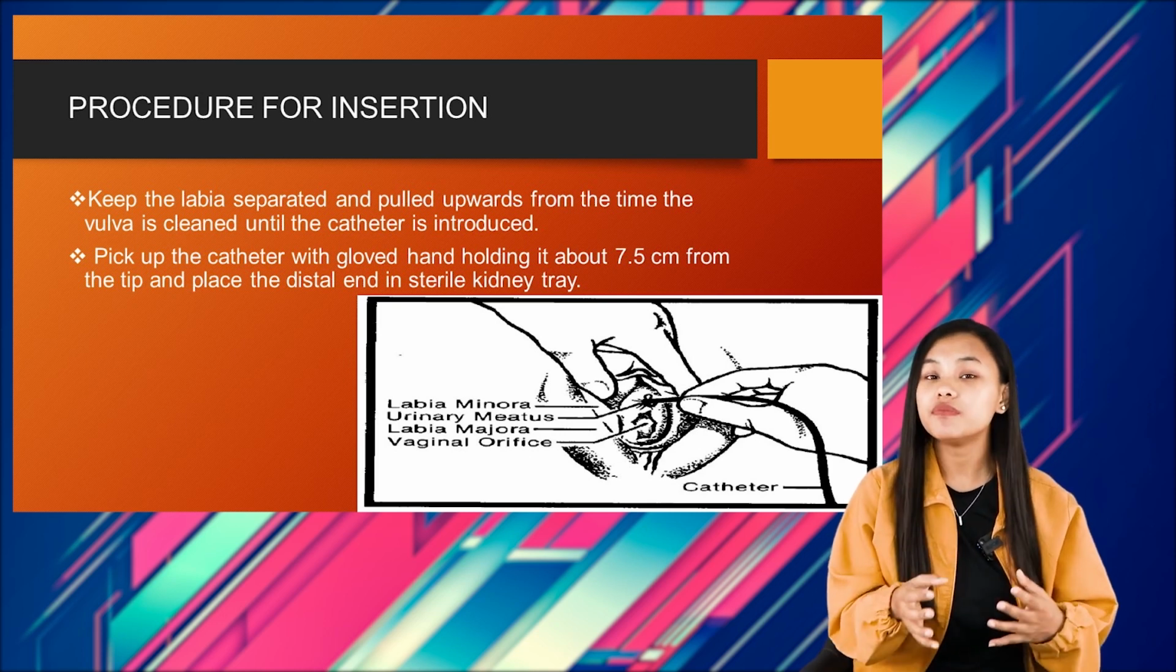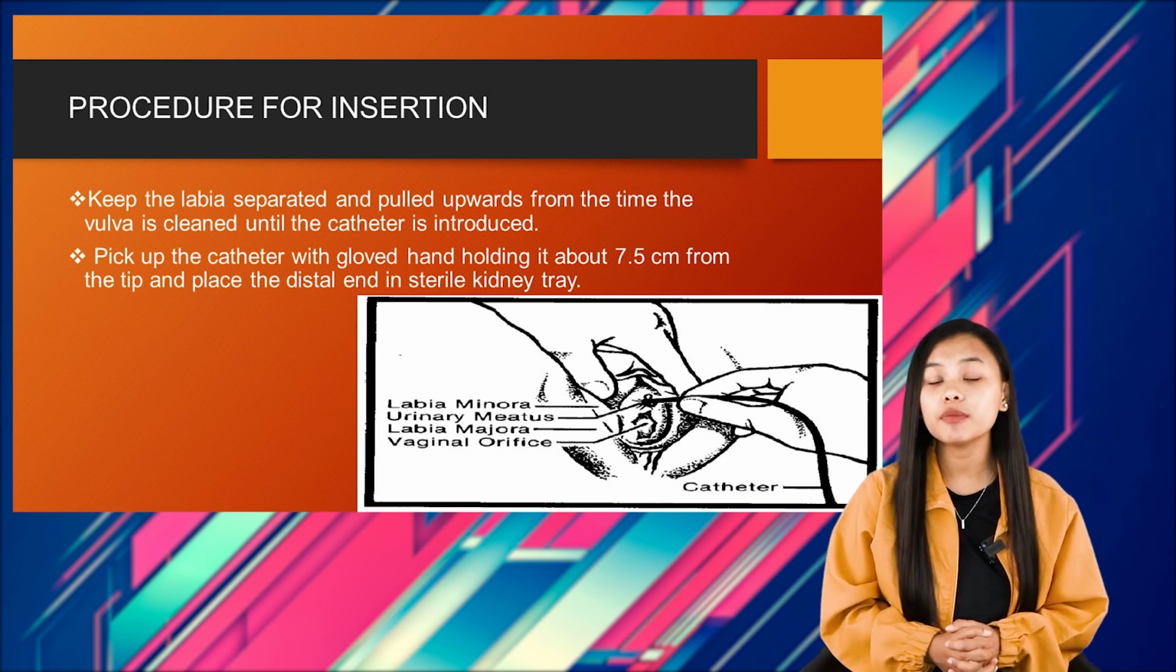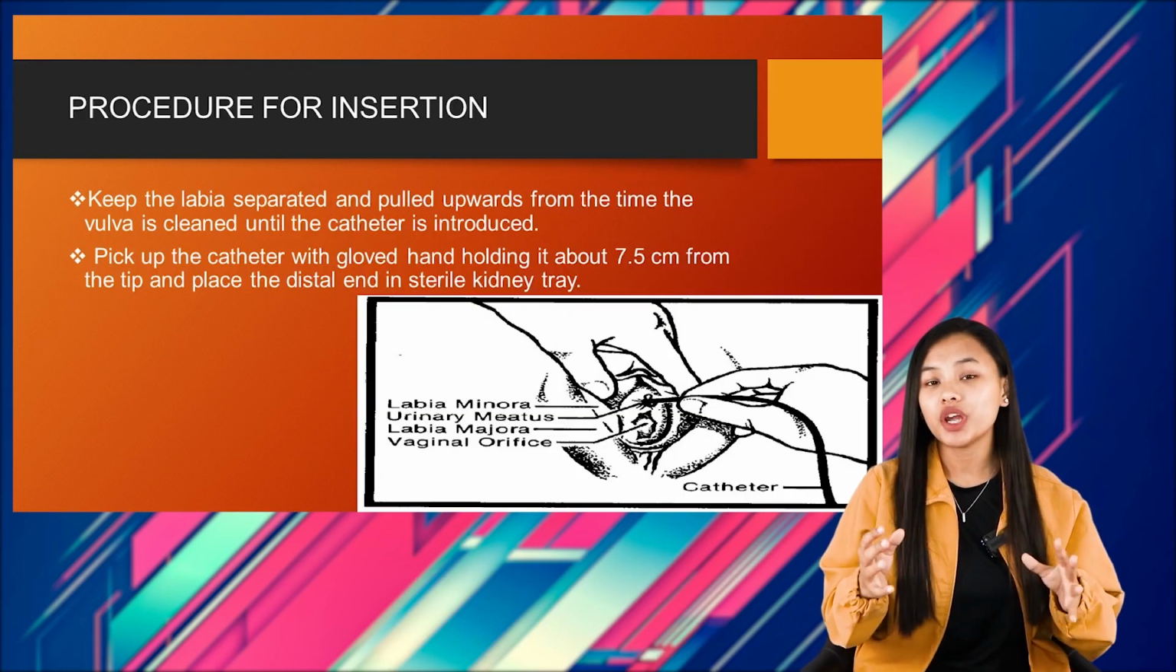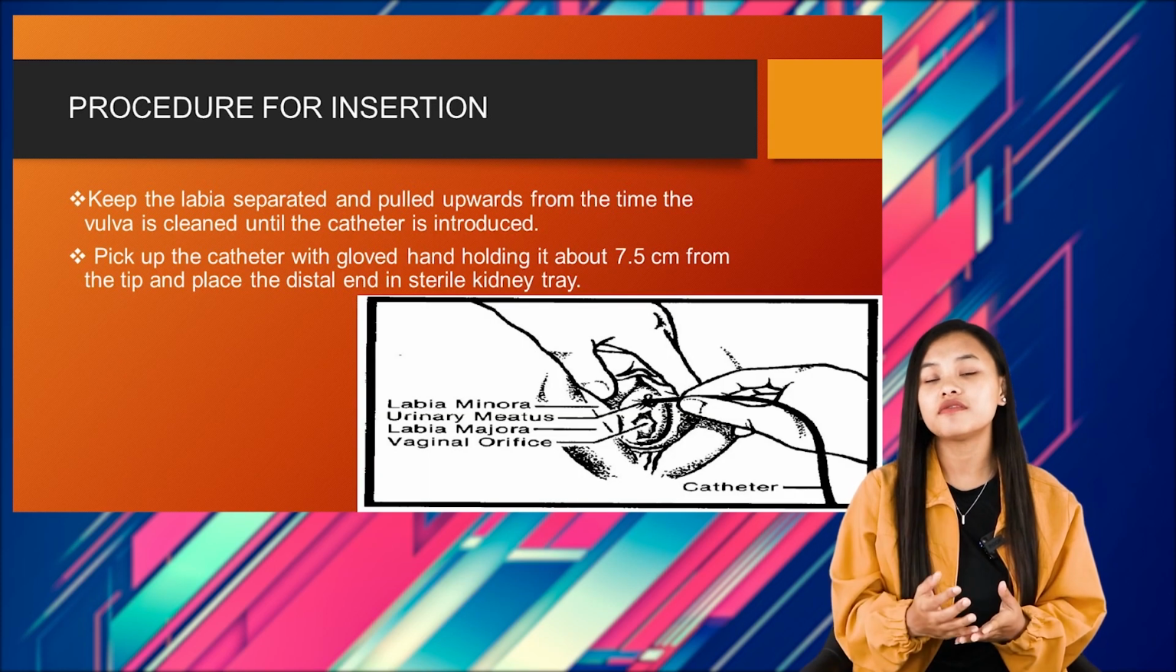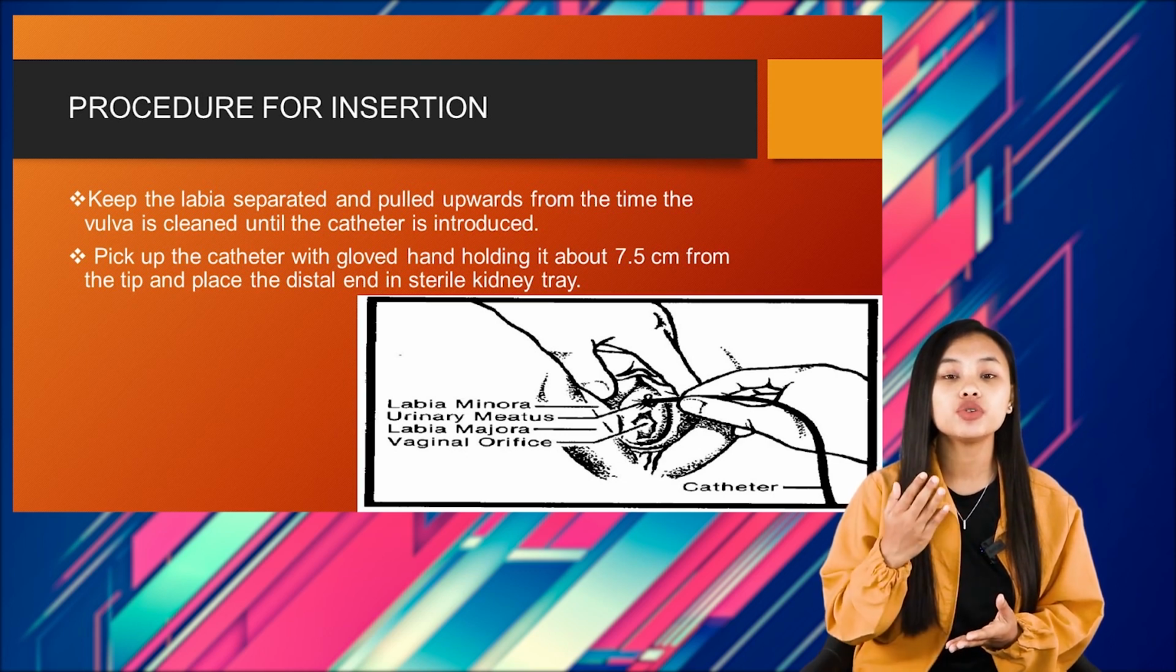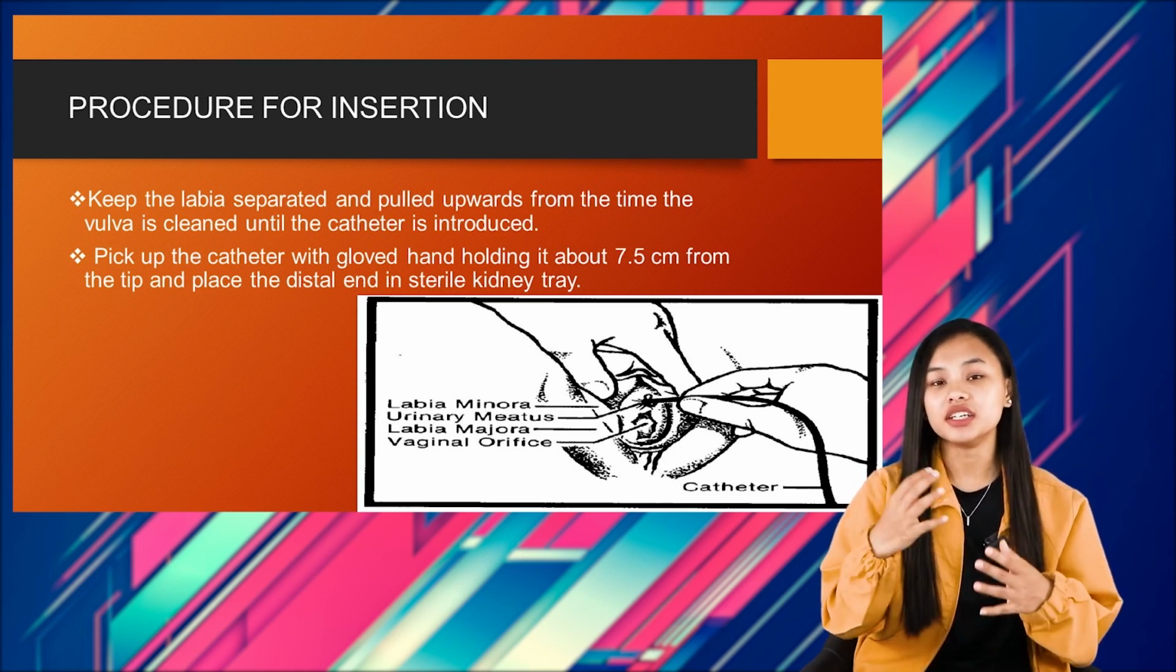Then you must pick up the catheter, hold it 7.5 centimeters from the tip, and place the distal end in the sterile kidney tray. As I've said, before you insert this catheter, you should first clean the perineum. Once cleaning of the perineal area is done, make sure that you keep the labia separated and pull upwards once the vulva is done, and you must continue doing this until the catheter is introduced.